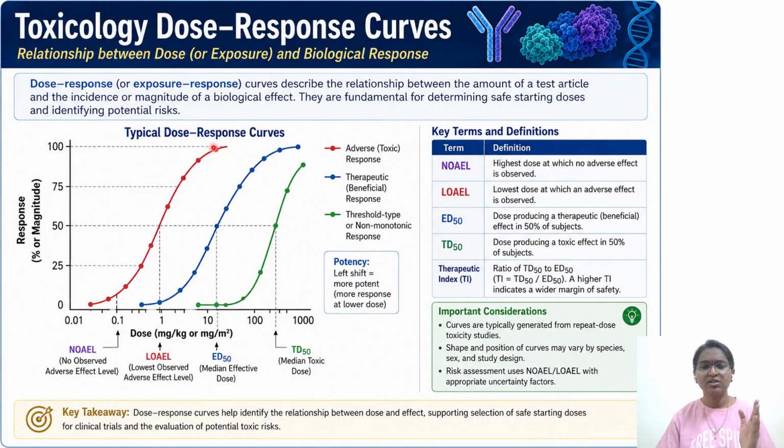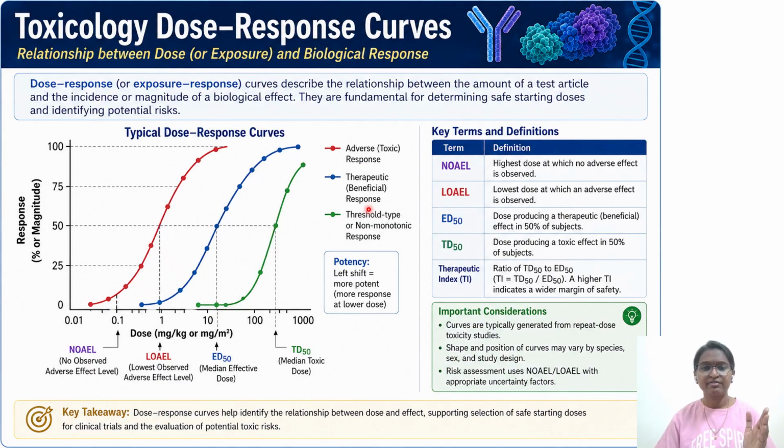If you see a typical dose response curve, on the x-axis you will have dose, which is in units of mg per kg. Whenever you are giving the test item by the oral route, you will have units in mg per kg. And whenever you are working with an anti-cancer drug or applying the test item through the parenteral route or the dermal route, the units will be in mg per meter square. So these units you also have to always remember. And on the y-axis you have response. Response may be in the form of percentage or in the form of magnitude.